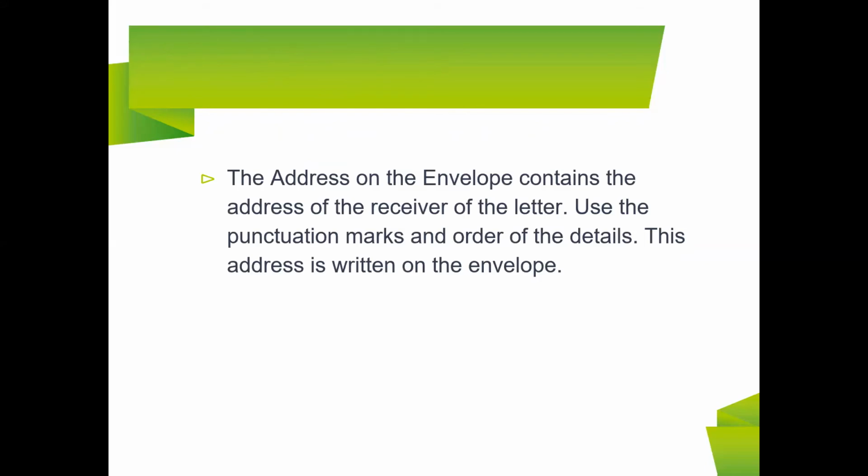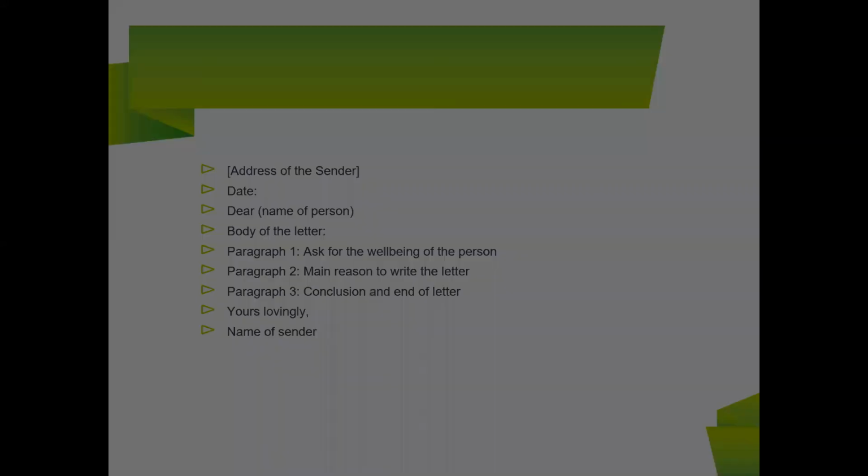Then the address on the envelope contains the address of the receiver of the letter. That is the last part of the informal letter. The address includes the name. For example, if you're addressing a friend, let her name be Anu. When you write the address on the envelope, you write Anu, then the address. Use the punctuation marks and order of details, and the address is written on the envelope.